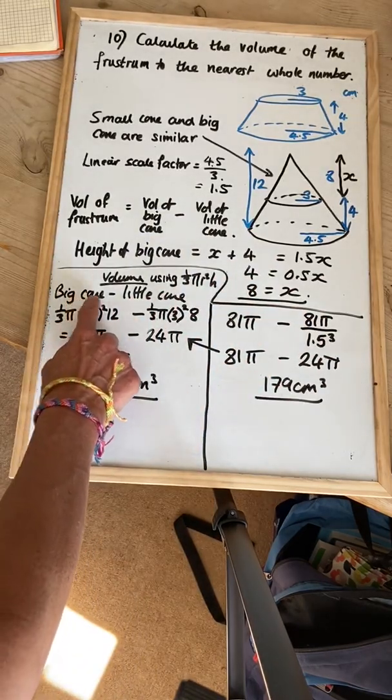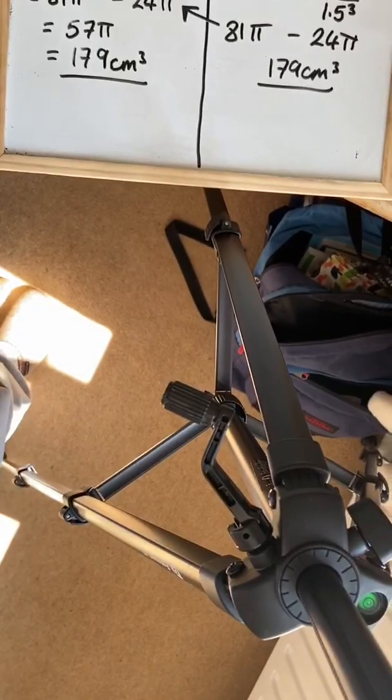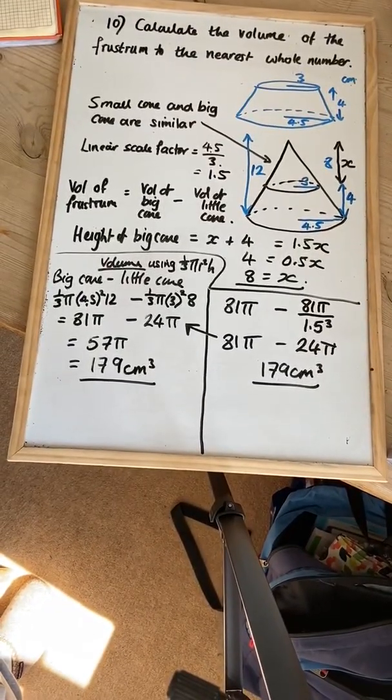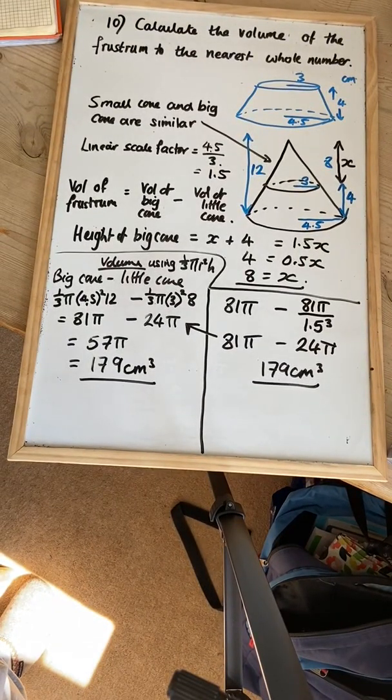The idea of understanding the big cone minus the little cone, knock that off, is the main thing with understanding how frustrums work. So hopefully that's nice and clear now, and you can always email me or email your maths teacher if you have an issue with it. Okay.